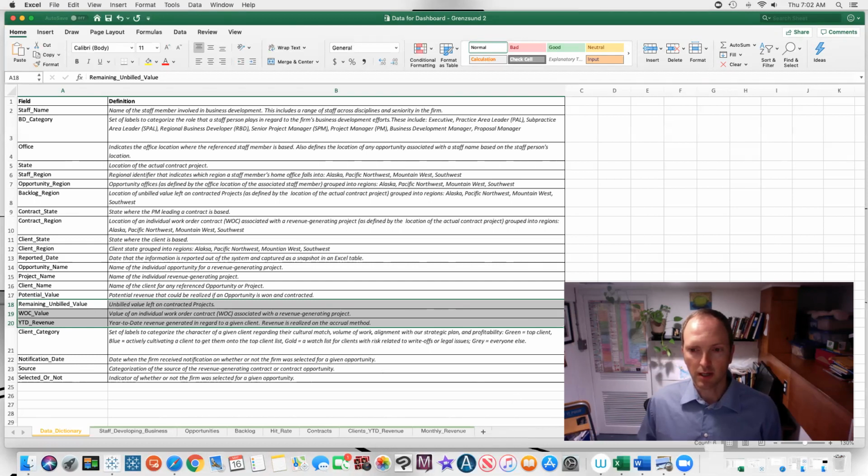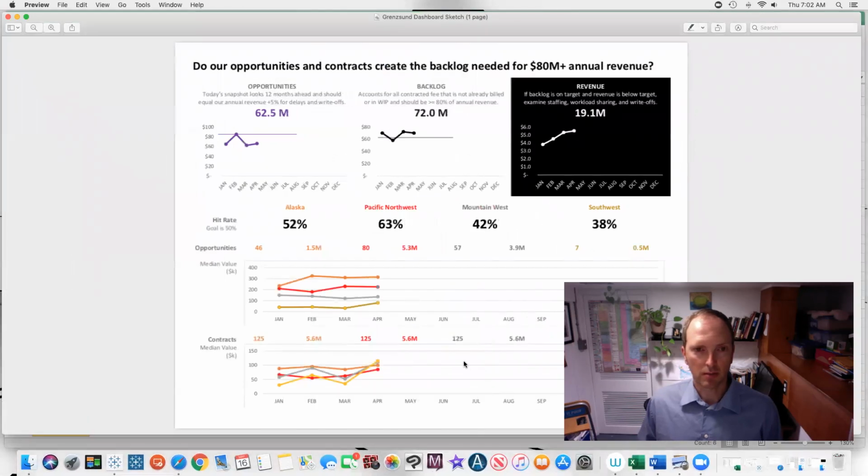The sketch I ended up with through my initial concept, as I was still harvesting that data, had this business question: do our opportunities and contracts create the backlog needed for $80 million in annual revenue? And the KPIs that I pulled out are the opportunities. How much contract value are we pursuing? The backlog, how much do we have contracted that we have not billed yet or have in work in progress? And the actual revenue we've realized.